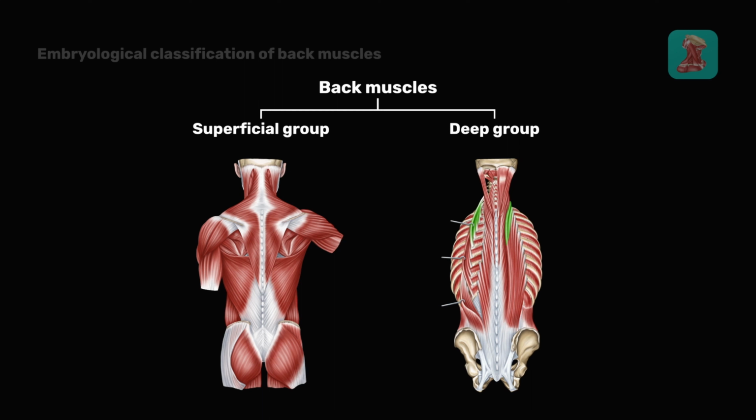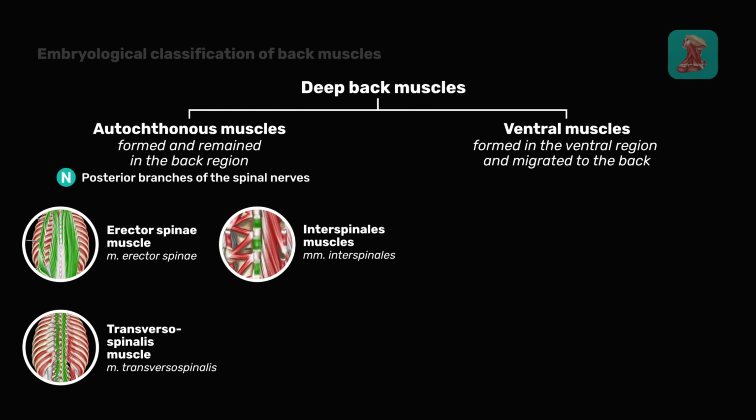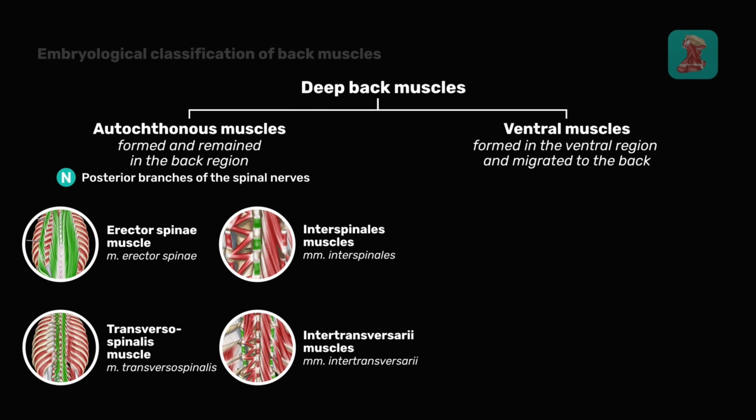Autochthonous muscles formed in the back region during embryogenesis, where they remained in the postnatal period. This group is innervated by the posterior branches of the spinal nerves. The erector spinae muscle, the transversospinalis muscle, the interspinalis muscles, the intertransversarii muscles.